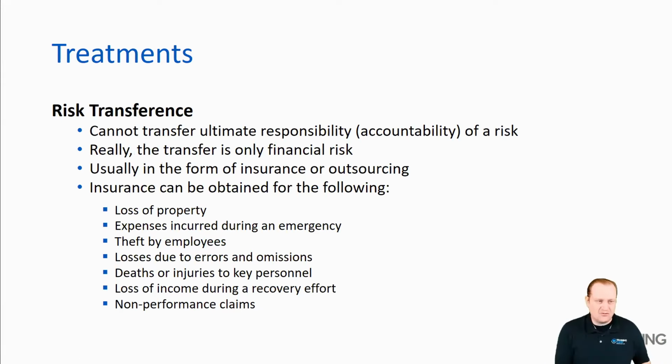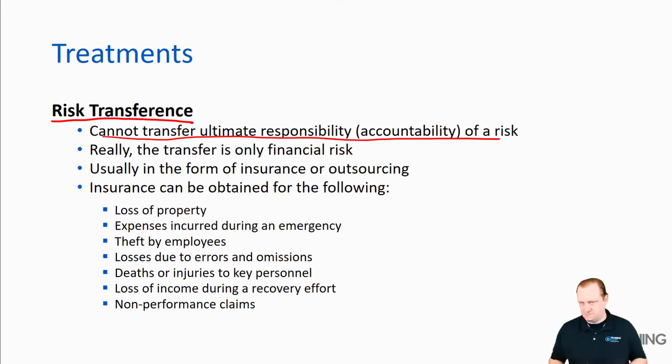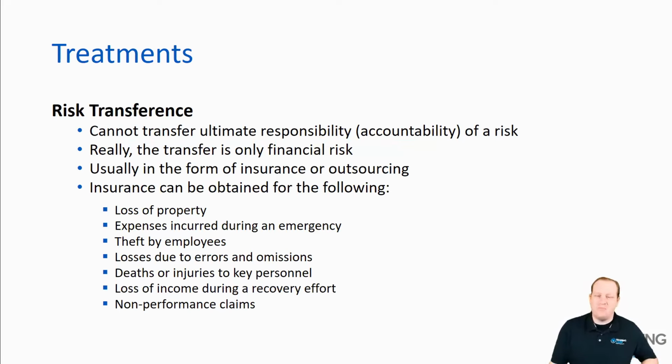But we do want to investigate the risk transference for a second. You cannot transfer the ultimate responsibility, aka accountability, of a risk. Meaning, getting cyber insurance doesn't mean that you're not going to have PR damage because of the breach. Or having insurance doesn't mean you're not expected to do something about the potential of a breach. Well, I have insurance, so I shouldn't encrypt things. Well, if HIPAA says you've got to encrypt things, you still have to encrypt them. So you're not transferring accountability of a risk.